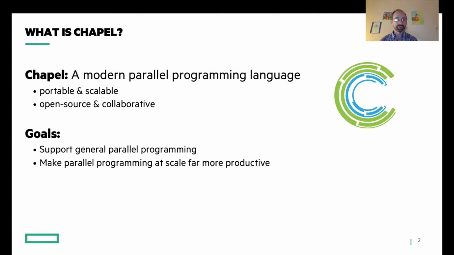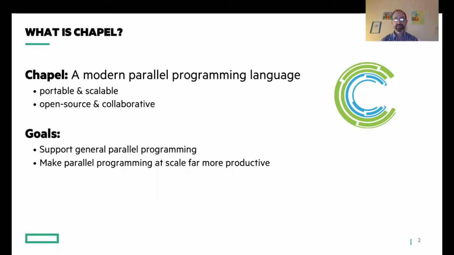If I were to summarize the two main goals of Chapel at a high level, the first is to support general parallel programming, which you can think of as: if you have some parallel algorithm in your mind and some parallel hardware you'd like to run it on, you ought to be able to do that in Chapel. And if not, we're not achieving that goal. And the second one is to make parallel programming at large scales far more productive than it is today.